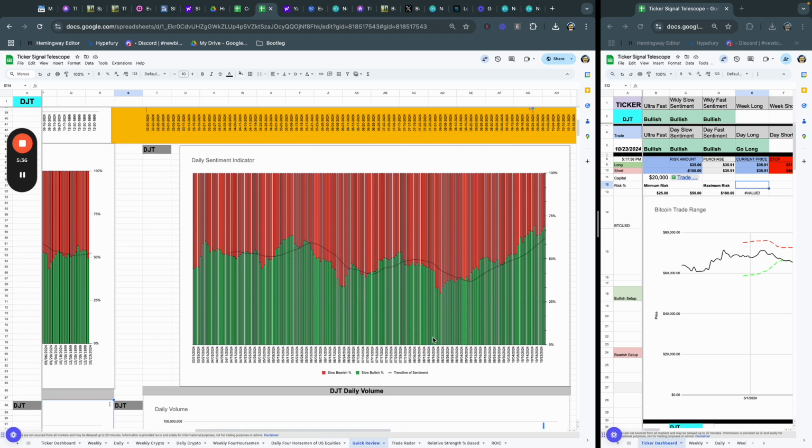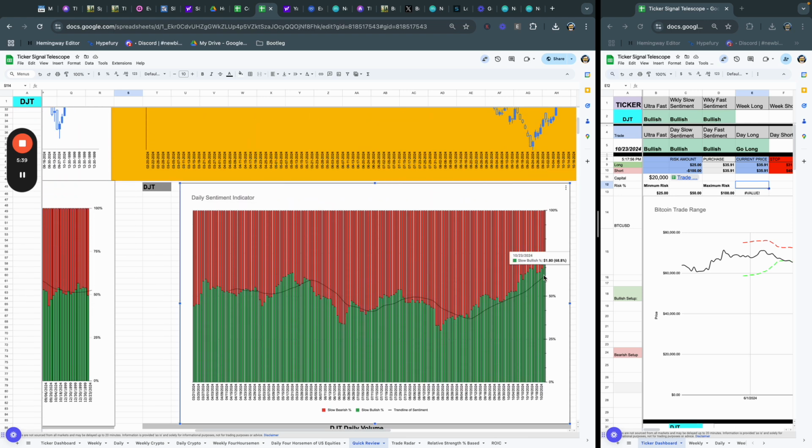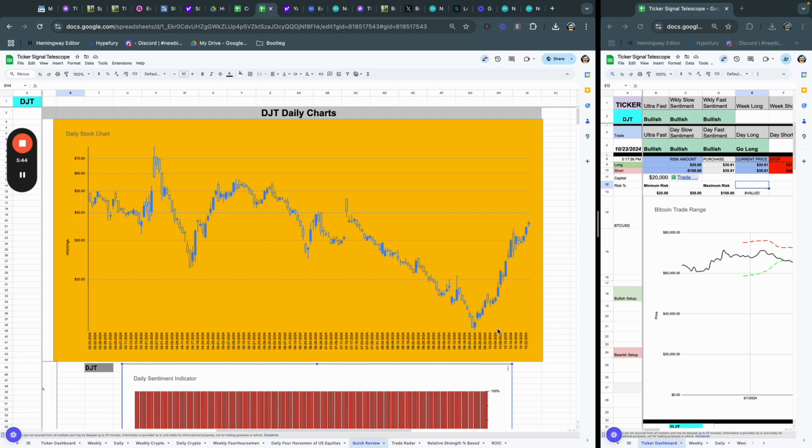That's remarkable. If we look here at the daily sentiment, again, we're well above 60%. We're at 68%. It's going to pull back. You can see that line's got to roll over. But when we look at the overall stock, things look fantastic.